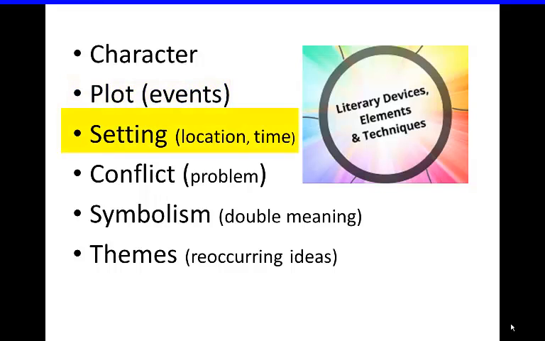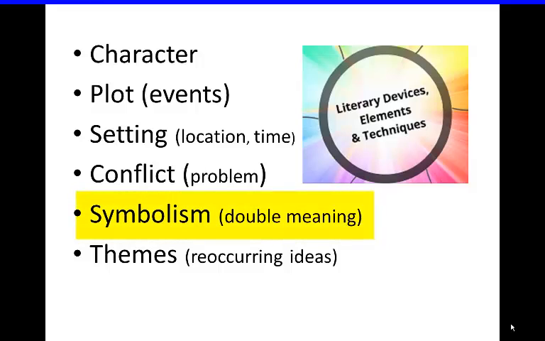Setting refers to the time and place of events and may include the season, the weather, and the people in the background. The setting also helps establish a literary work's mood and atmosphere, the emotional climate that a reader senses. Symbols are tangible objects, visible actions, or characters that hint at meanings beyond themselves.